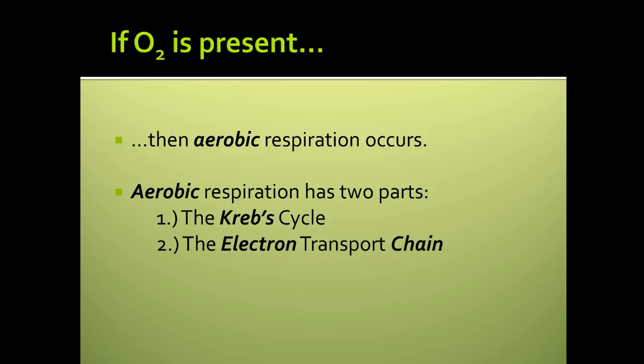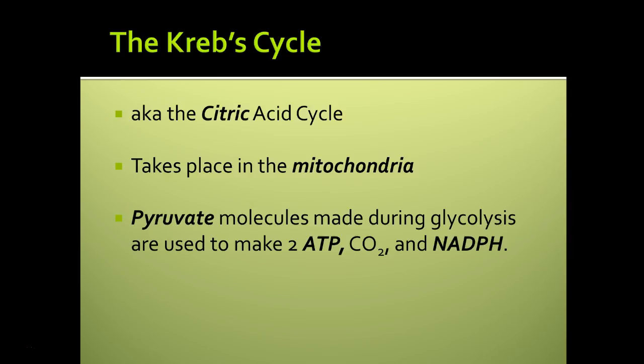So if oxygen is present, then aerobic respiration occurs. Aerobic respiration, I said, had two parts, something called the Krebs cycle and something called the electron transport chain. The Krebs cycle is also known as the citric acid cycle. So, of course, the person who figured this out, his last name was Krebs. That's why it's called the Krebs cycle. Where does it take place? It takes place in the mitochondria.